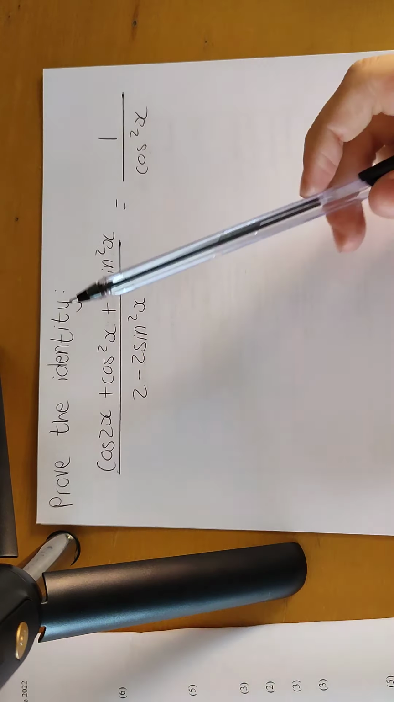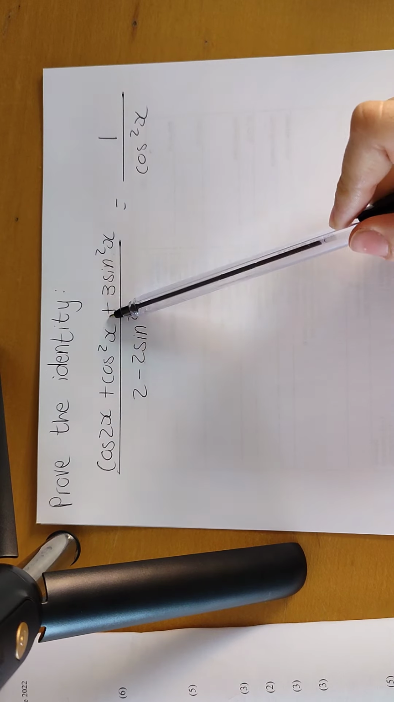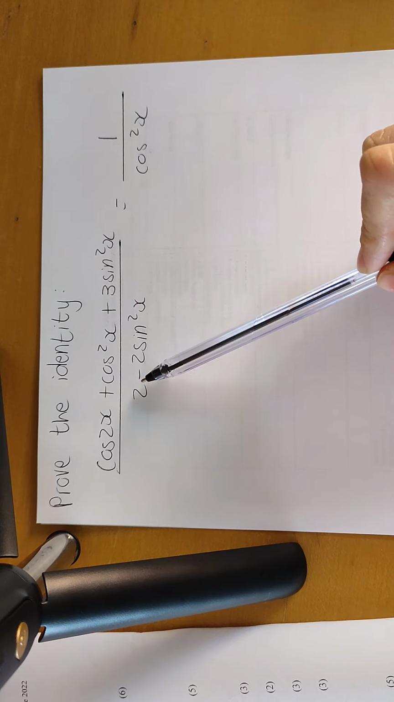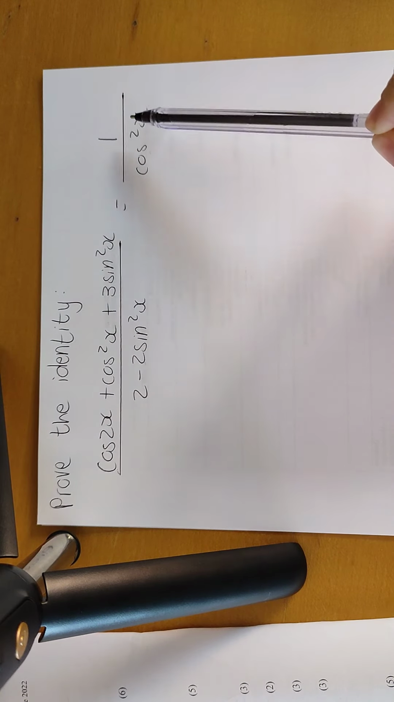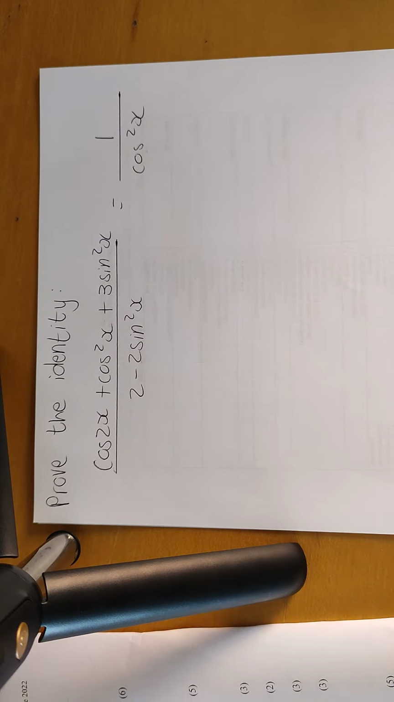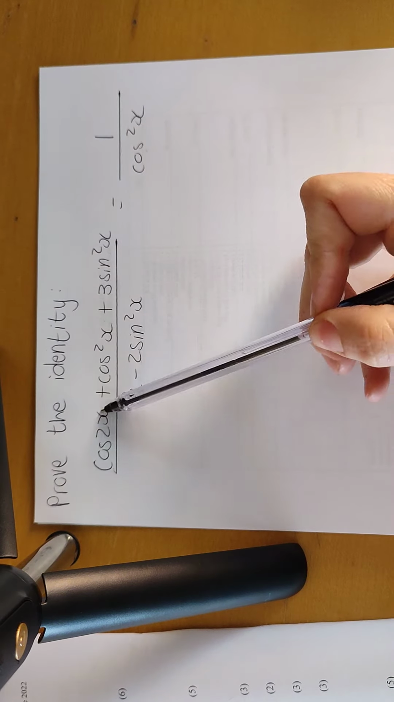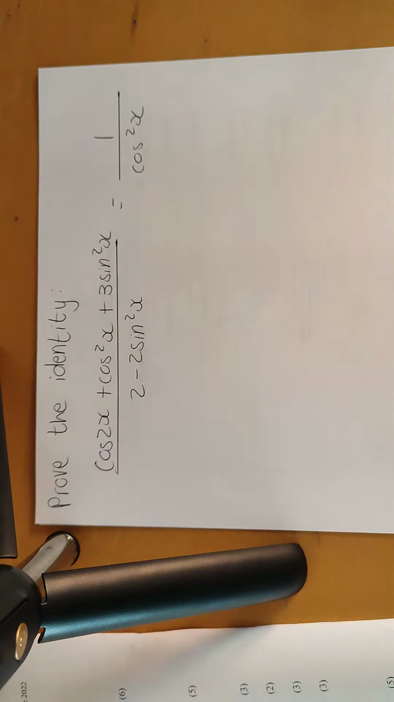Now let's have a look at this question. It says prove the identity that cosine 2x plus cosine squared x plus 3 sine squared x, divided by 2 minus 2 sine squared x, equals 1 over cosine squared x. The first thing that I see is this double angle, cosine 2x here.